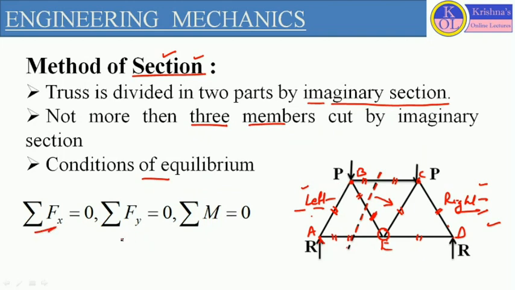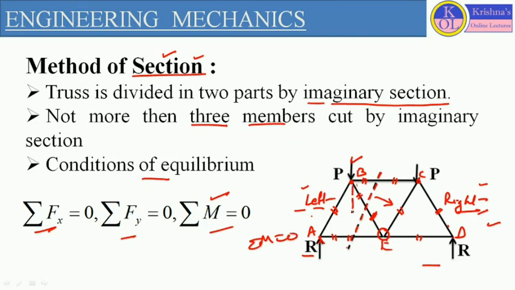Here we will use all the conditions of equilibrium: summation of Fx equals 0, summation of Fy equals 0, and summation of moments equals 0. To define the reactions, we will use the same concept, summation of moment equals 0. For that, we will use the complete truss, not the left hand section or right hand section. We will use each and every point and member of the truss, and we will use this particular condition, summation of moment equals 0.